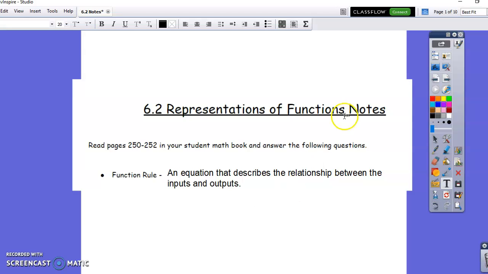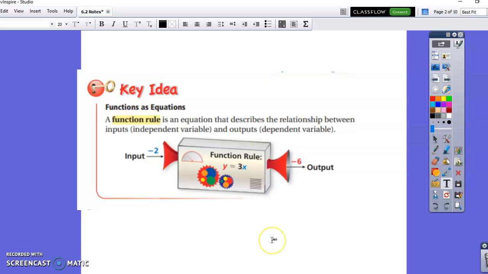So if we look at the key idea here, it's kind of like you throw something into this machine and it does something to it, and then you get your output. And when it's in the machine, it's telling it what to do, and that's your equation. Okay, so I think this is a pretty good visual. You put your input in, this box does something to it, and then it comes out. And what it does to it is your function rule.